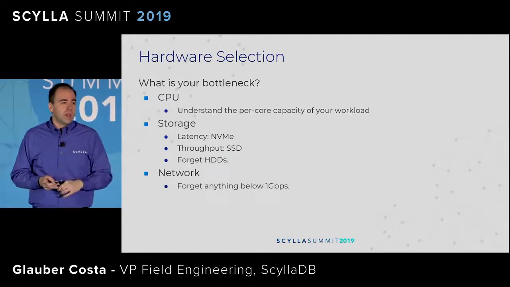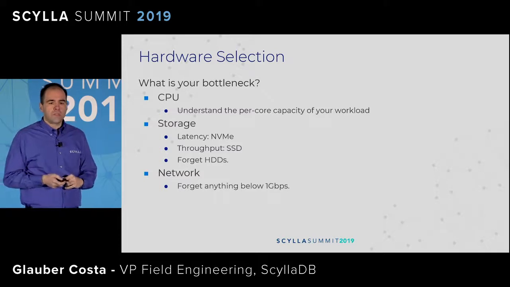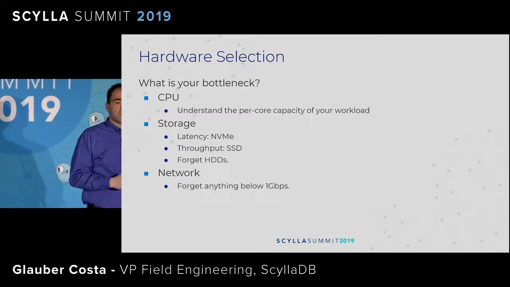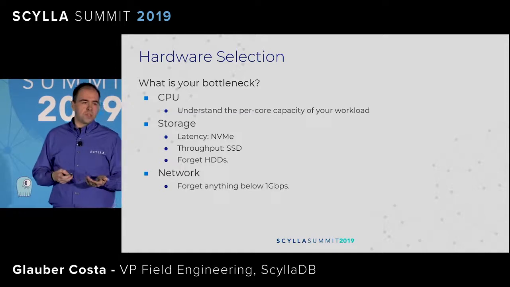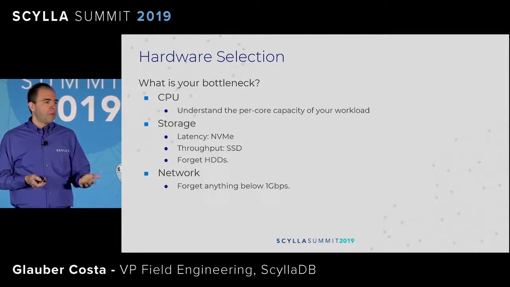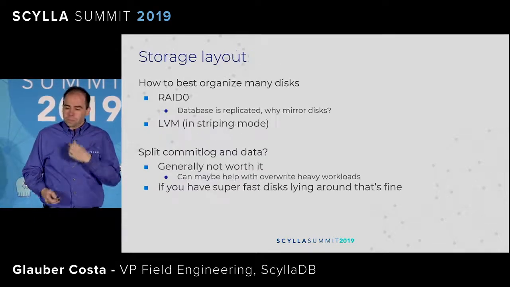And networking, in general, just forget gigabit networks. They're definitely not fast enough. We see a lot of problems from people still insisting that maybe 1 gigabit a second is enough. It's not. You're going to start having issues. Obviously, if you're on the cloud, that's not that important. But if you manage your own on-prem deployments, pay attention to that as well.